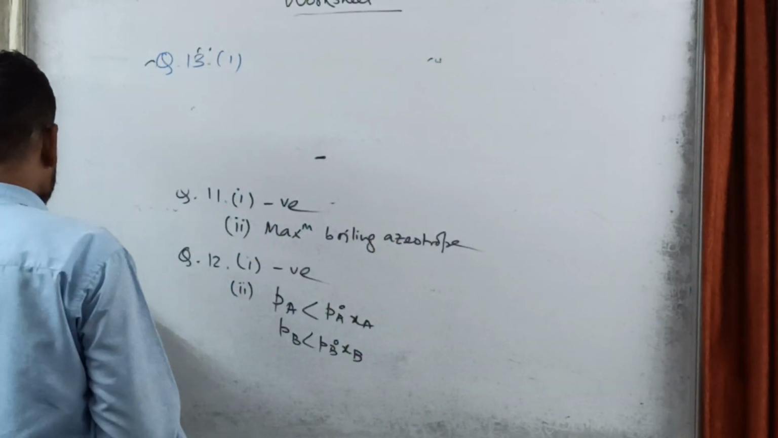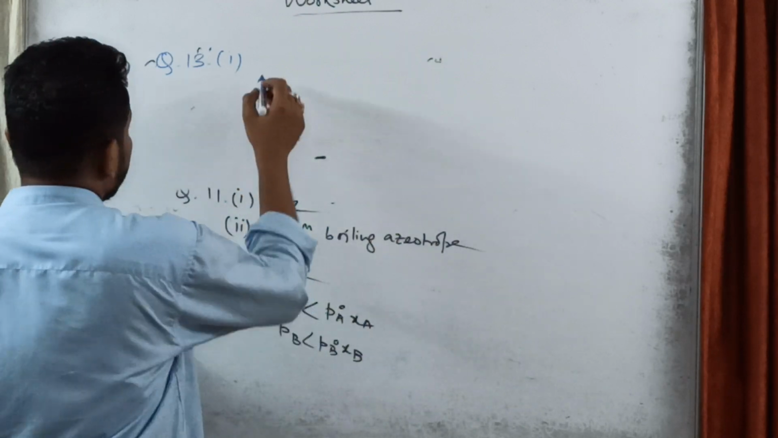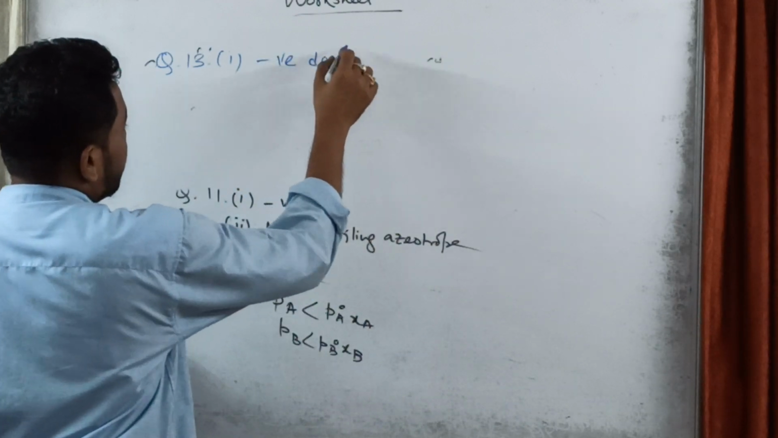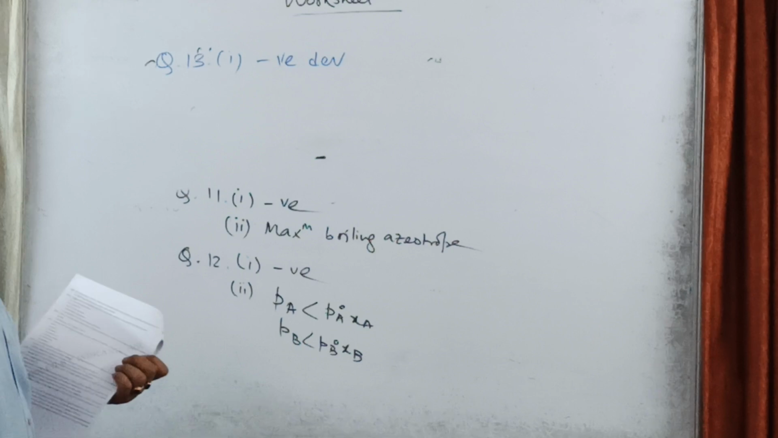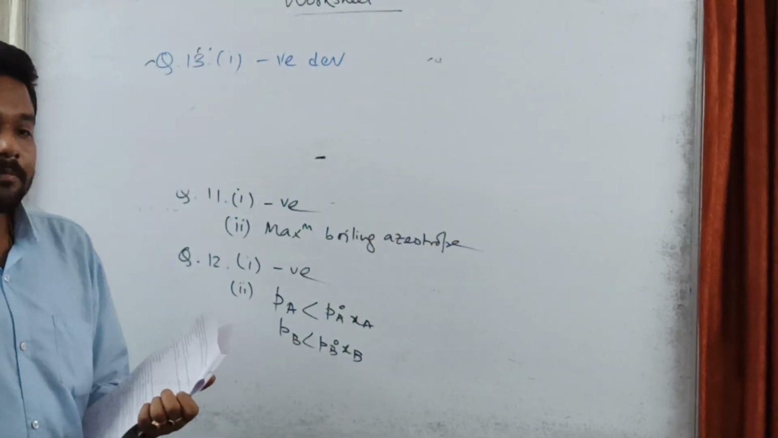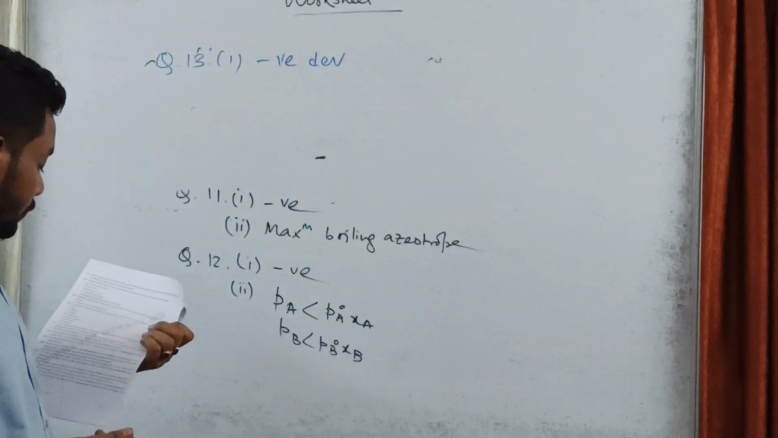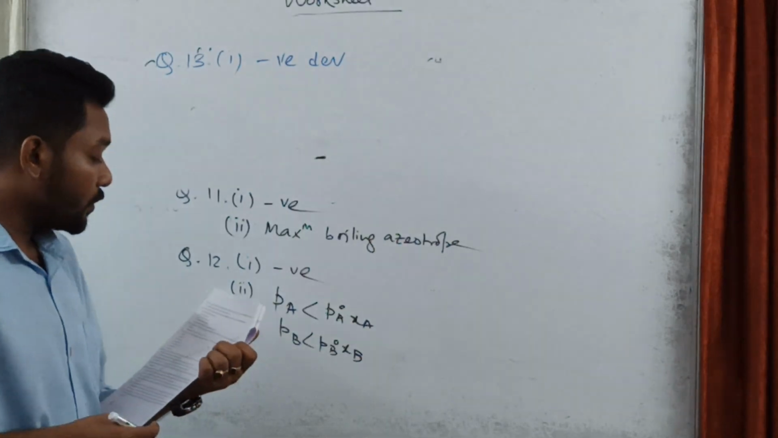As I have already said, maximum boiling azeotrope means what type of deviation? Negative deviation. Maximum means negative, and minimum means positive. So maximum is negative. Okay. Write two characteristics of non-ideal solution.